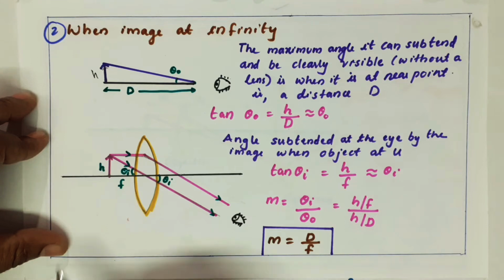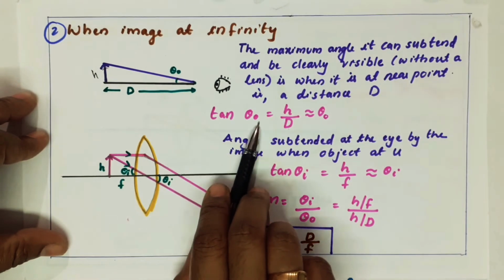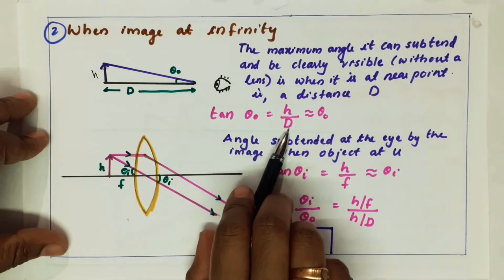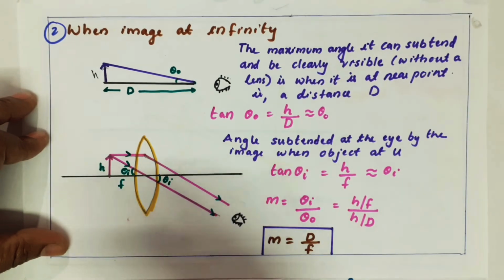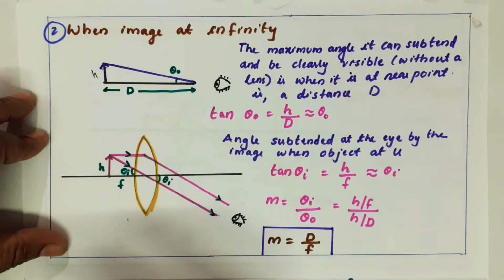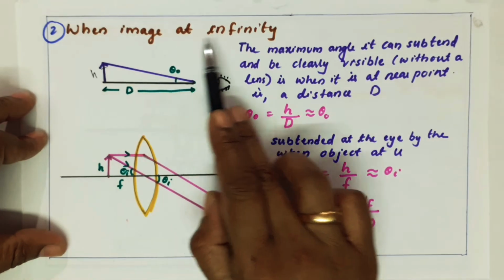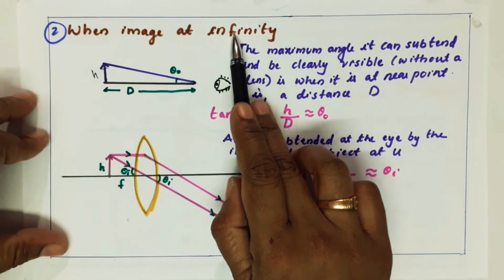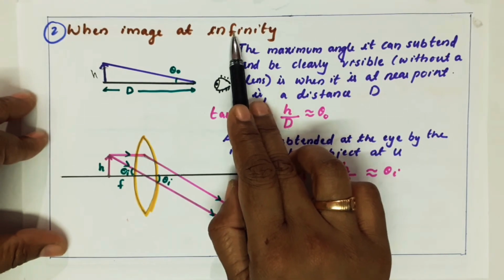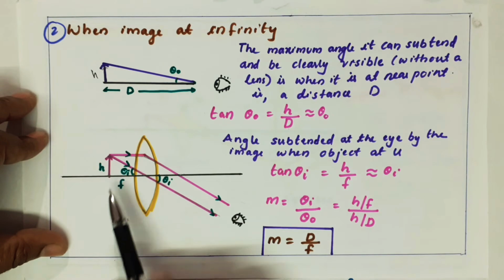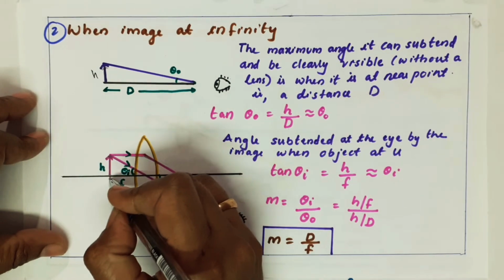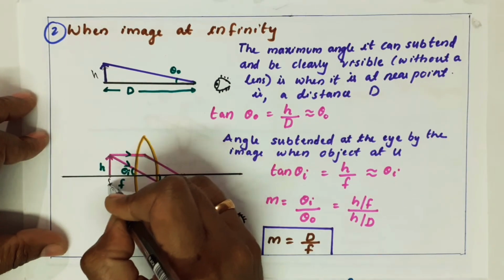Okay. Then tan theta naught is equal to h by d, that is equal to theta naught. That is theta naught, the angle subtended by the object. Then when the image is at infinity, you know where your object should be: the object should be at focus. That's what I drew in this diagram. In this diagram, this is nothing but the focus.